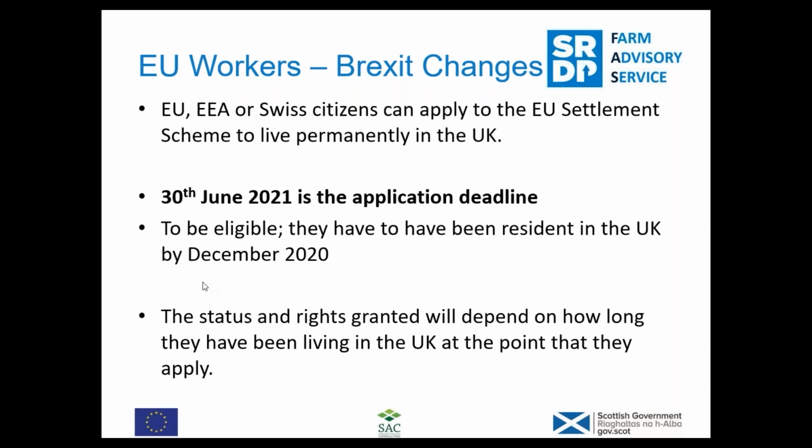The status and rights granted will depend on how long they've been living in the UK at the point that they apply. So if they've been in the UK for a continuous 5-year period at the point they apply, they'll be given settled status, whereas otherwise they'll be given pre-settled status, which can be upgraded at a later date. But again, there's a lot more information and links on the Farm Advisory Service Employing People page on the website. It will give you links to the form and other guidance notes and more information.